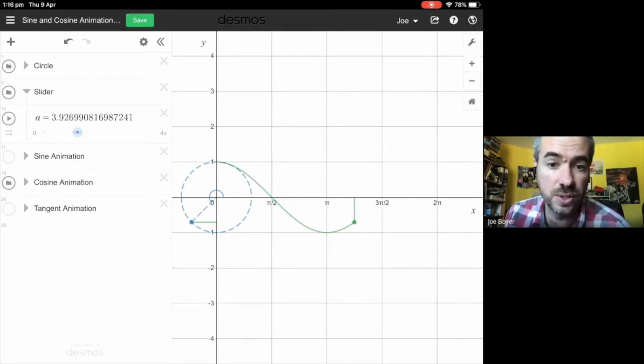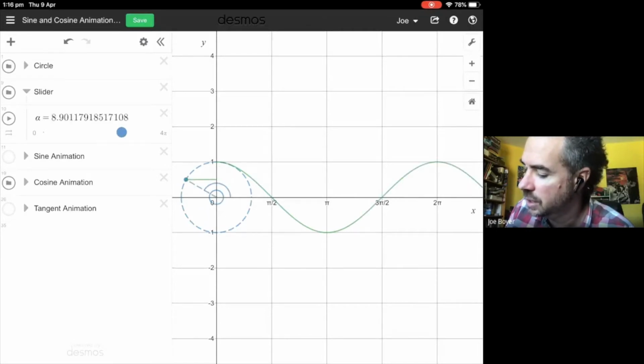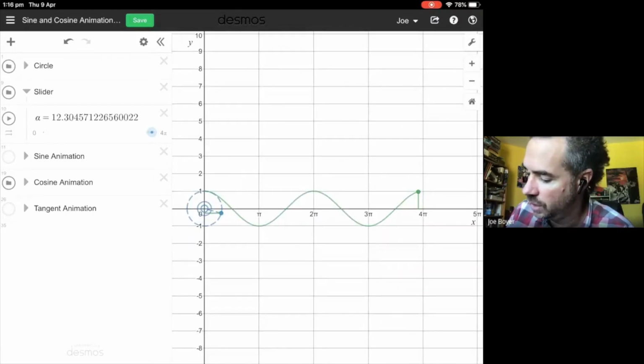We know that cosine is our horizontal distance, and that's one of the reasons that as we start, our angle is 0, our distance from the y-axis is 1. So here's another example of why our cosine graph looks very similar as we go round. I can zoom out a little bit and you can see that it just keeps on going all the way up to 4 pi for this.